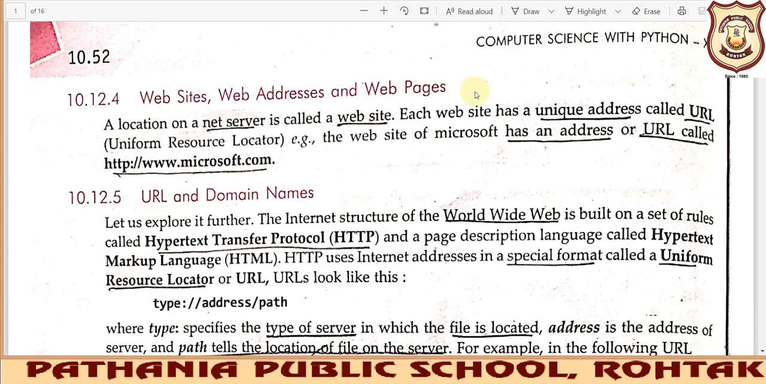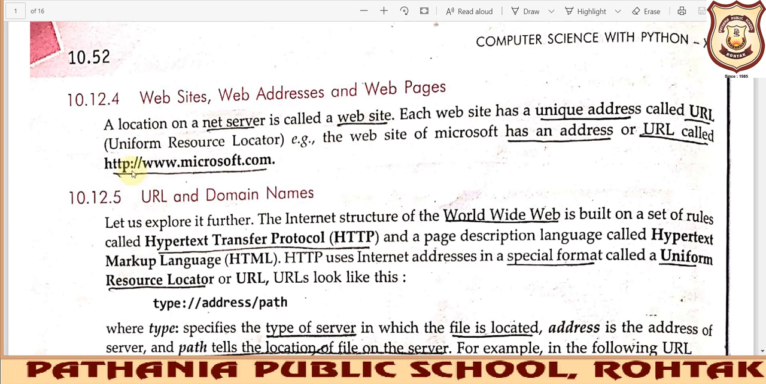So what is a website? A website is actually the location on the net server, and it always has a unique address, and that is known as URL. Like we have many URLs, like www.google.com. So this is a unique address. When you type this address in the address bar of any web browser, you will be able to open that particular website. Like he has taken this example. So in this way we are writing a URL in the address bar of a web browser.